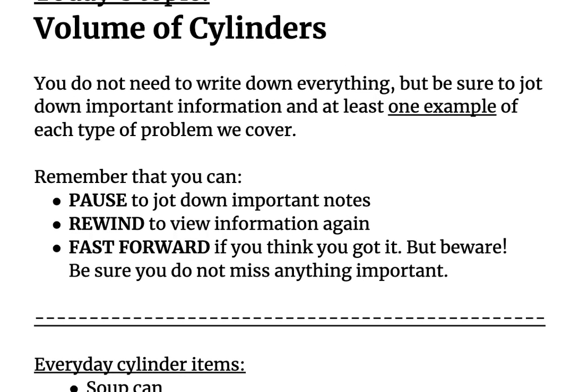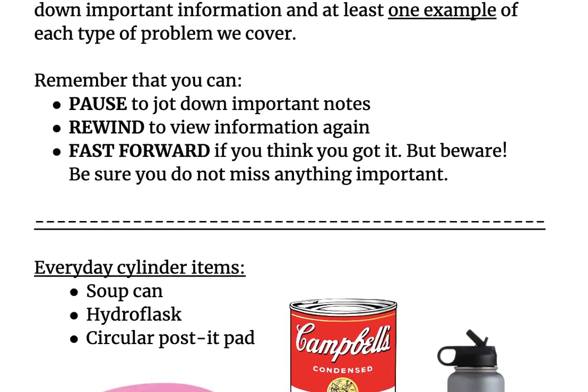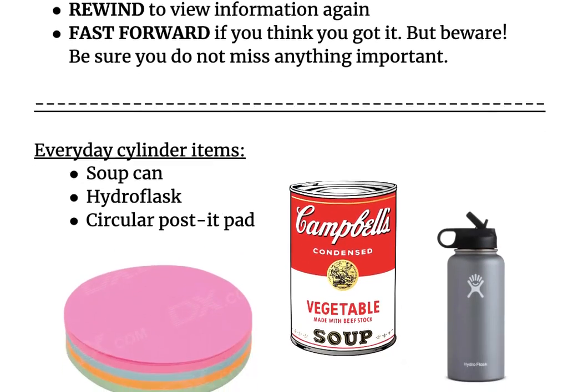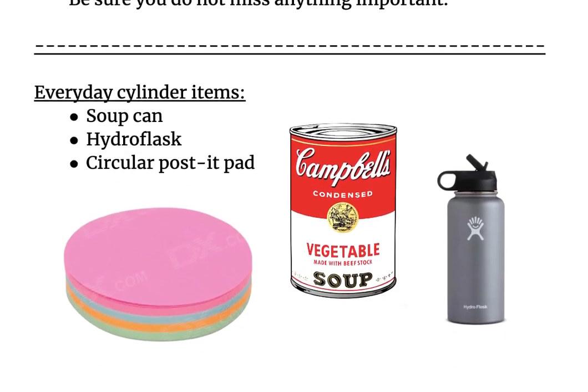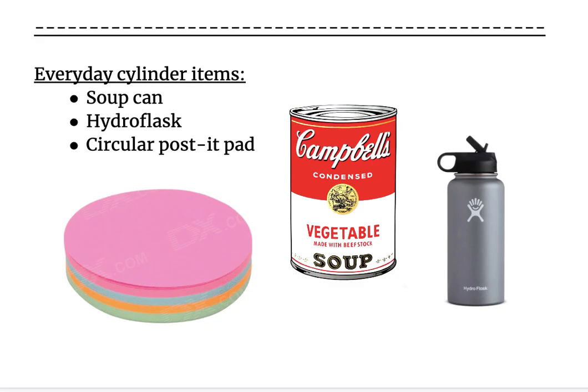So today we're talking about volume of cylinders. To start off, we need to know what a cylinder is. Here are everyday cylinder items, or items that are shaped like a cylinder. The most typical that people think of is the soup can. So a cylinder has a circle as the two bases, and then it has a smooth surface on the outside.